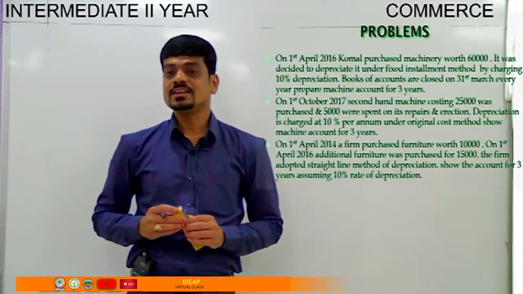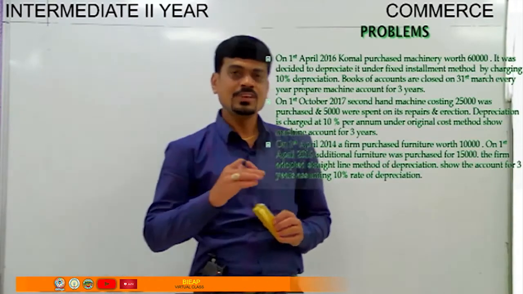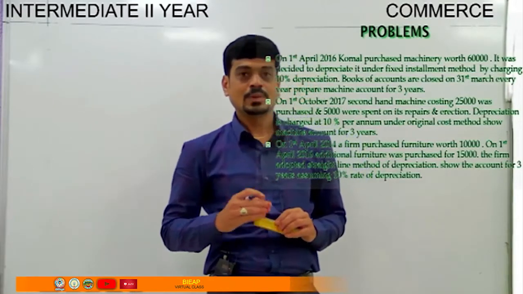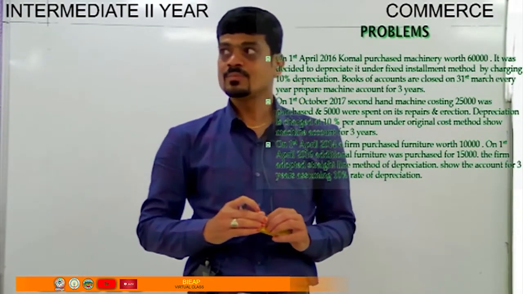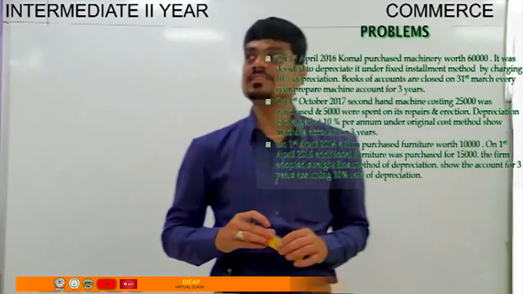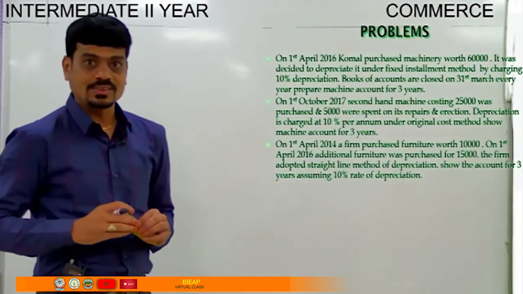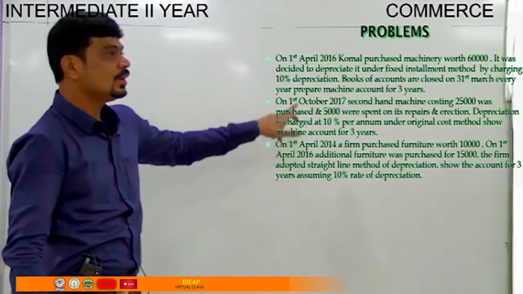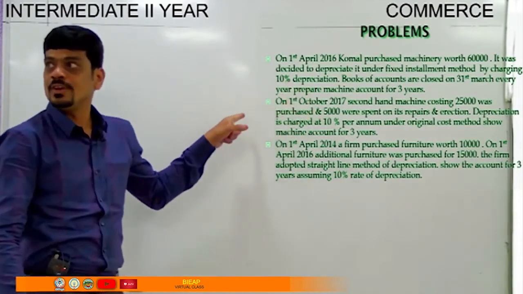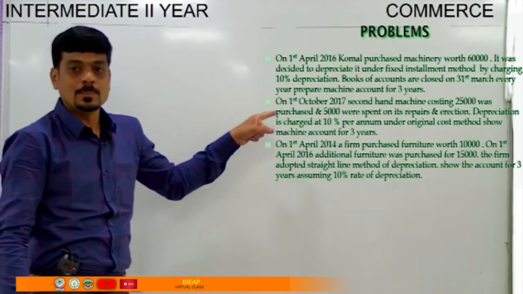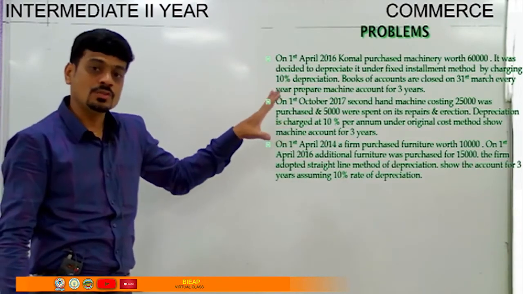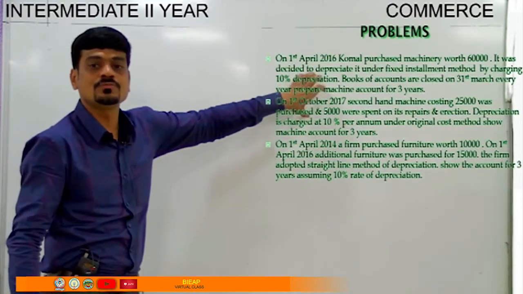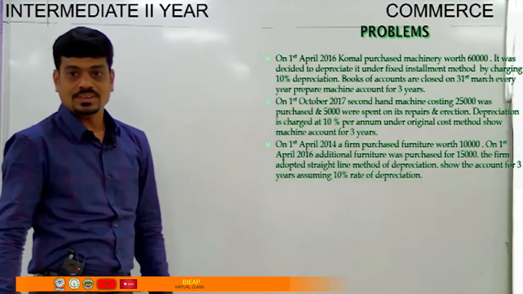Last class, that is in the third session, we saw one question and the solution. But due to the lapse of time, we were not able to concentrate on the second question. We just saw it. What was that? On 1st October, we bought the machine. Hope you have gone through the question and it's on the screen also. Now we'll do the solution for this particular second question.